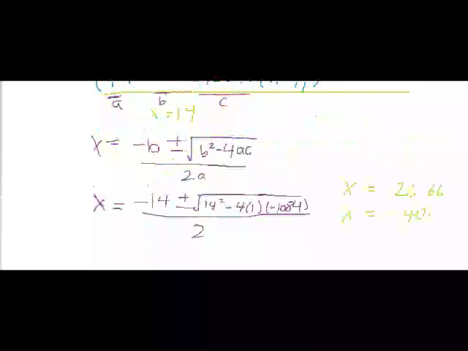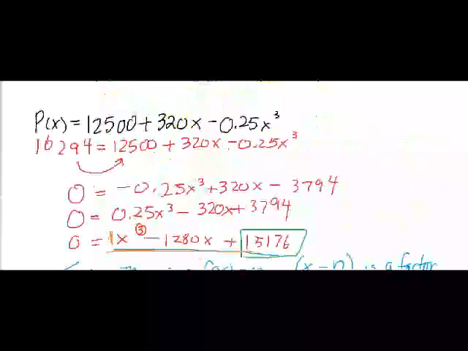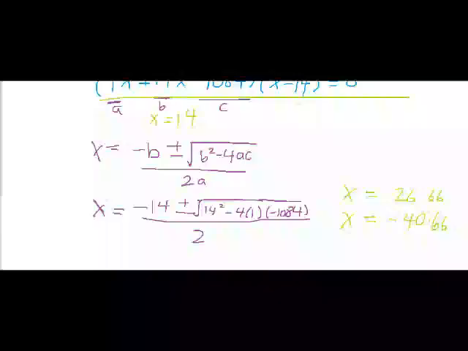Let's go back to our question and see what x means. So x is the years from today. So years cannot be negative, right? So we can scrap this answer here. So now we have two answers: x is equal to 26.66 and x is equal to 14. So these are our two answers.